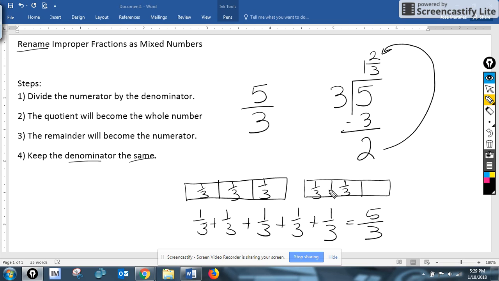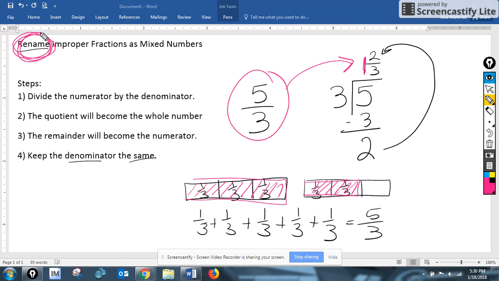So this model can show 5/3, and it can show 1 whole. Here's my 1 whole. It's completely full. And 2 out of 3. 2 out of 3. This one's going to be empty. So 5/3 and 1 2/3 are the same value. They just have a different name. They've been renamed. I hope this makes sense.